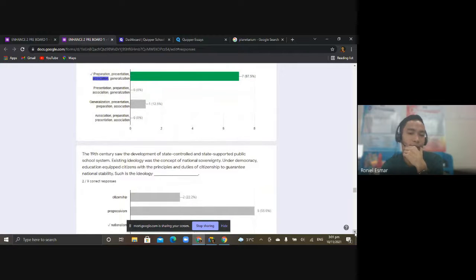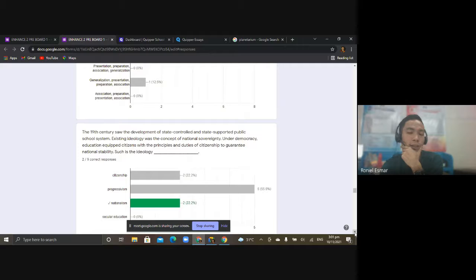Next, the 19th century saw the development of state-controlled and state-supported public school system. Existing ideology was the concept of national sovereignty. Under democracy, education equips students with the principles and duties of citizenship to guarantee national stability. Such is the ideology of 1. Citizenship. No, redundant na siya no. Unsa na siya nga ideology di ayon we are granted democracy in a form of an education.